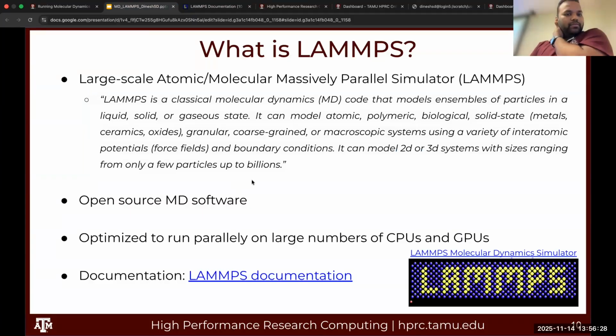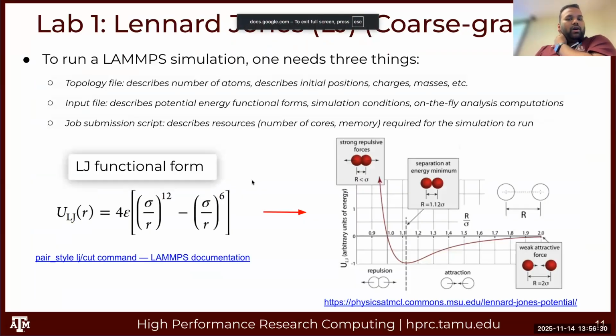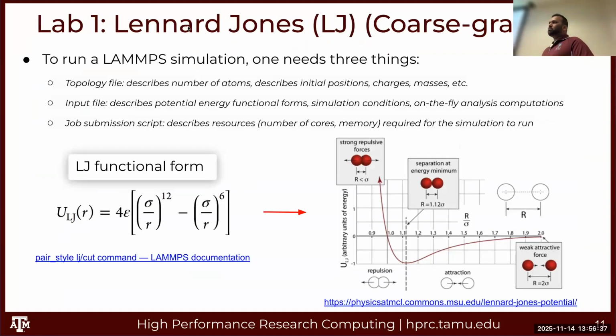So we'll be seeing how we could use LAMMPS for different types of systems. What files do you need? What those files even mean, and things like that. So we have 4 labs. We'll start with a very simple example of a Lennard-Jones system. And we will start with a coarse grain model.